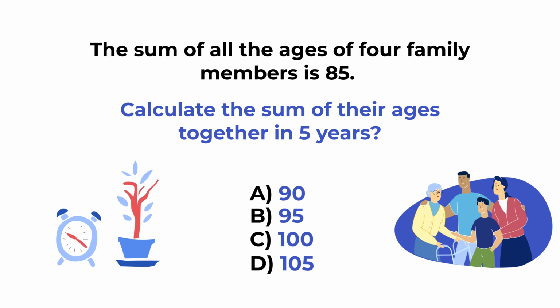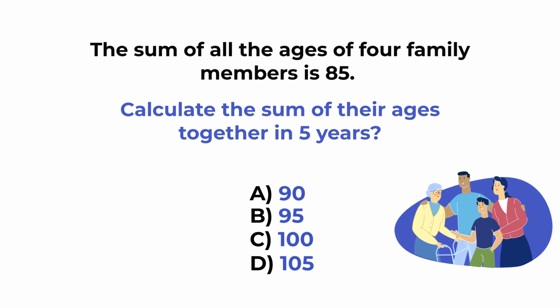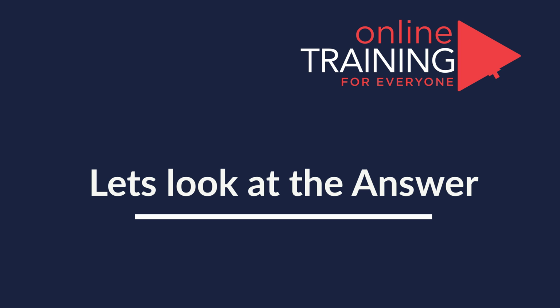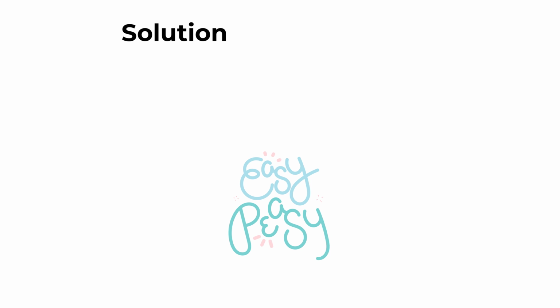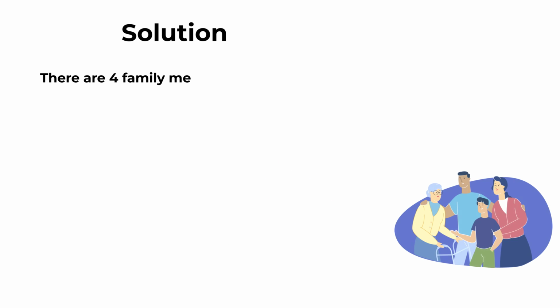Ready or not, I'm moving forward to get to the correct solution together. What's interesting about this problem is that it is simpler than you think. So the key here is not to overthink the problem. There are 4 family members, and the sum of their ages is 85.